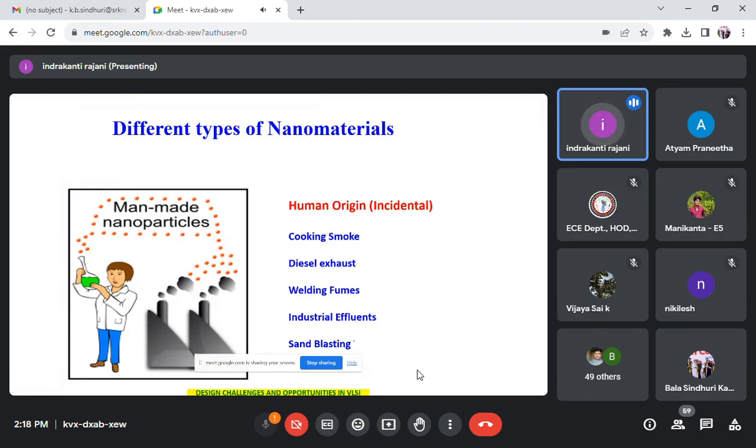The different types of nanomaterials also arise when you are doing some kind of work at home, like cooking smoke, diesel exhaust, welding fumes, industrial waste coming through the pipes, or sand blasting, where you will get a lot of dust. There the particles are again in the nano range. The dust particles, fumes, or gases which come in these conditions are incidental. They are of human origin, because of the work which we are doing. Different types of exhaust air and gases are coming out to the surroundings.